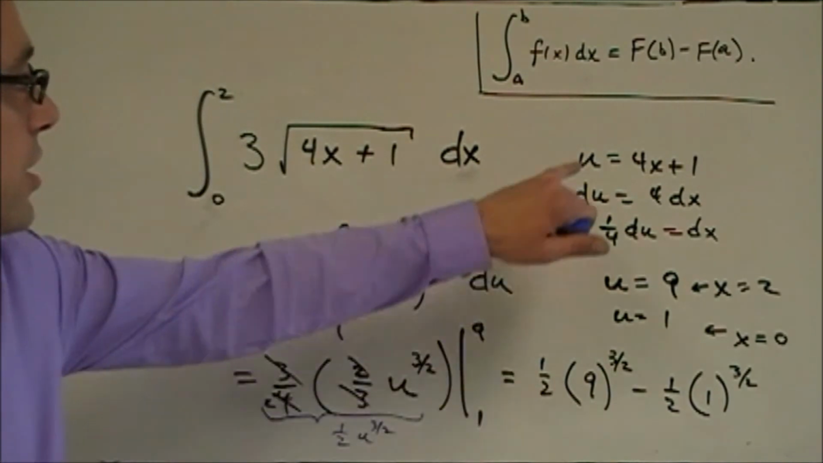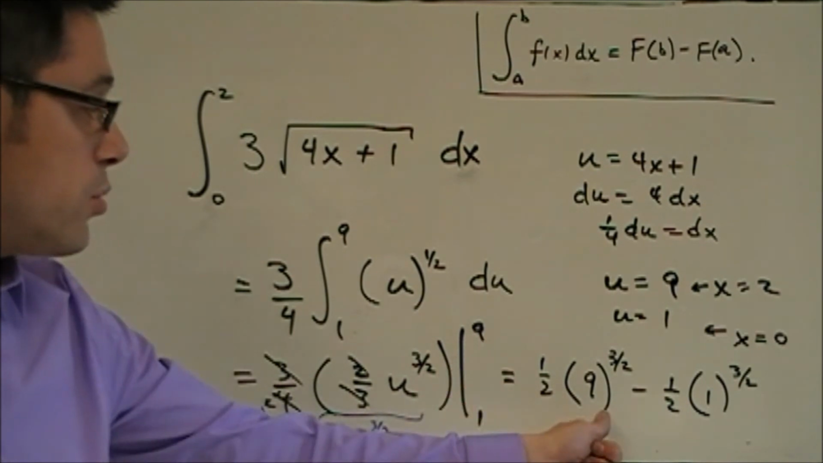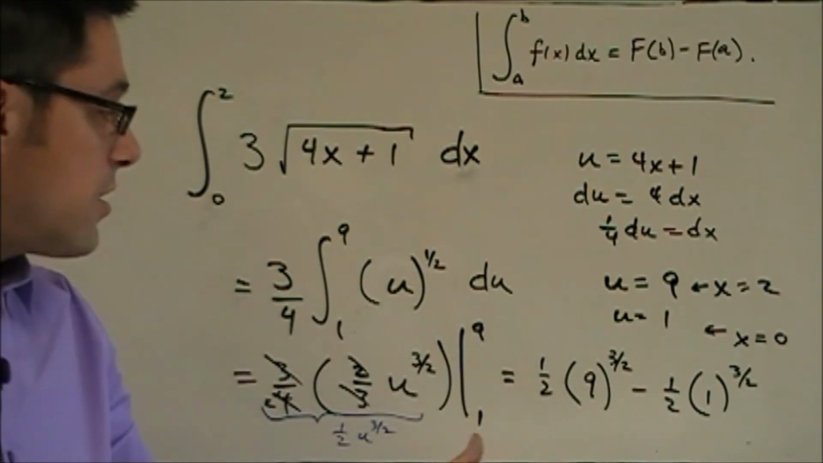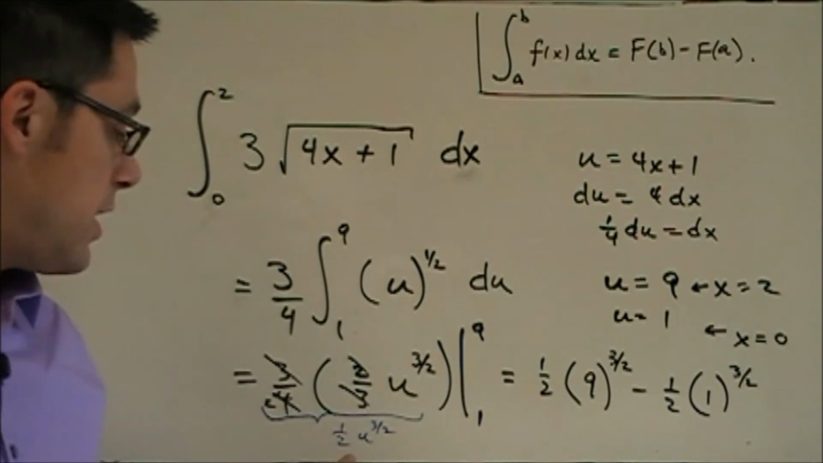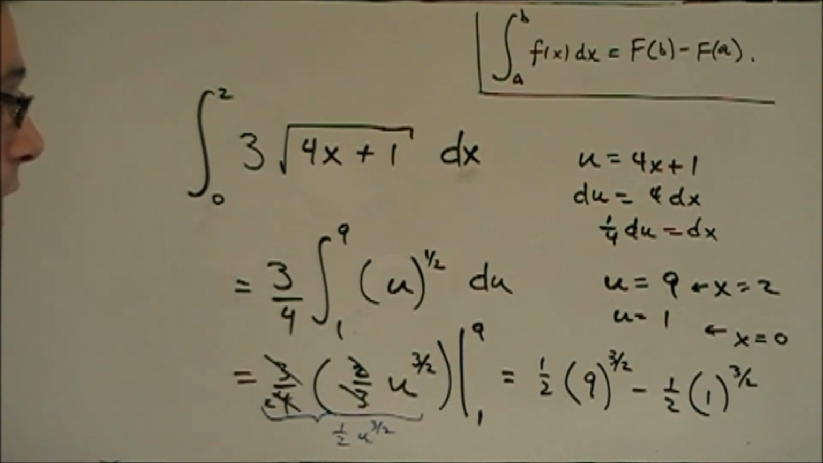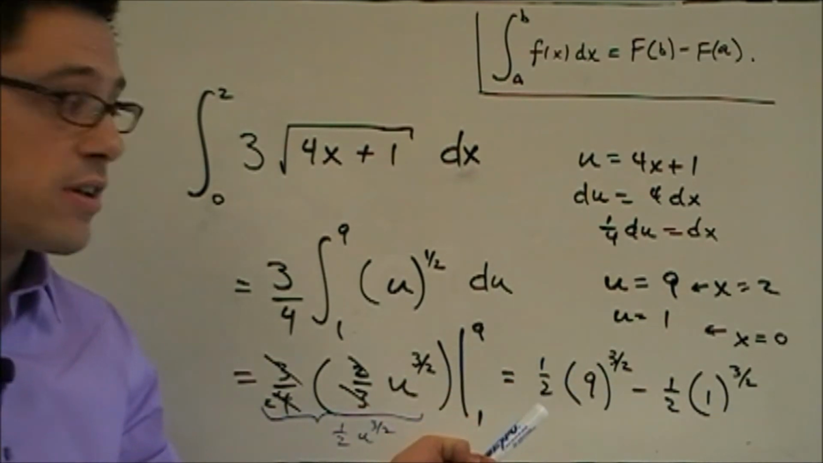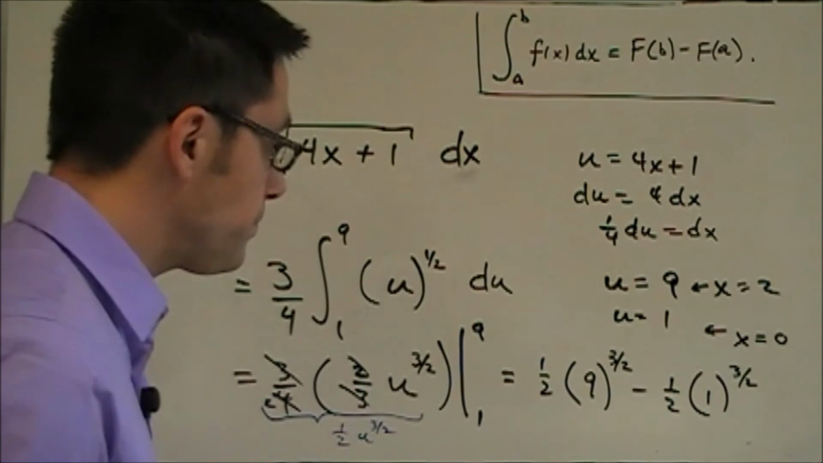And all I did is I used the fundamental theorem of calculus by plugging in the endpoints. First, I put in b, which was 9. And secondly, I subtracted that from entering in a, which is 1. Okay? All I have to do now is compute this number. And in the end, I'll have my solution. So let's go ahead and do that.